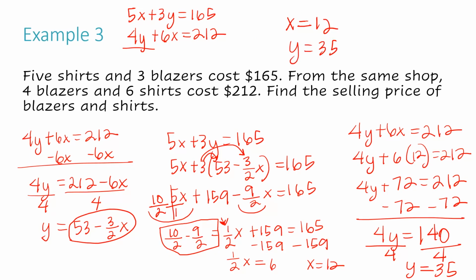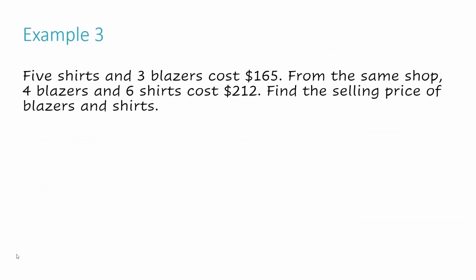And remember, these were coded. X, that was my shirts. And Y, those were my blazers. So the question is asking, find the selling price of blazers and shirts. And I know that the shirts cost $12 and the blazers cost $35. Now let's take a look at what that means in a more real world perspective, not doing the substitution method, okay?